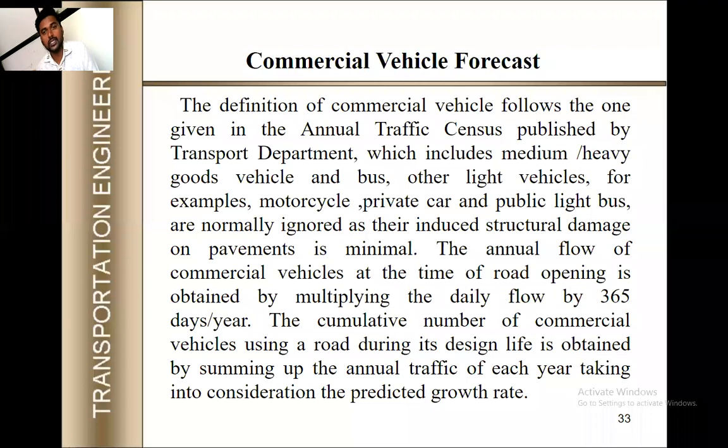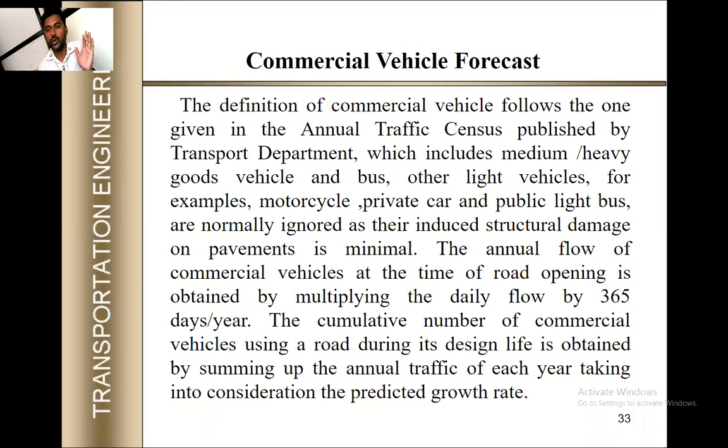In this, we need to take the vehicles which give the medium or heavy weight. Whatever lightweight vehicles there are, we are not considering. For example, bicycles, rickshaws, and private cars. Whatever vehicles give the minimum load are not considered here because they give very little structural damage to the pavement. But vehicles with heavy loads give a greater amount of structural damage, so we need to consider them in the commercial vehicle forecasting.